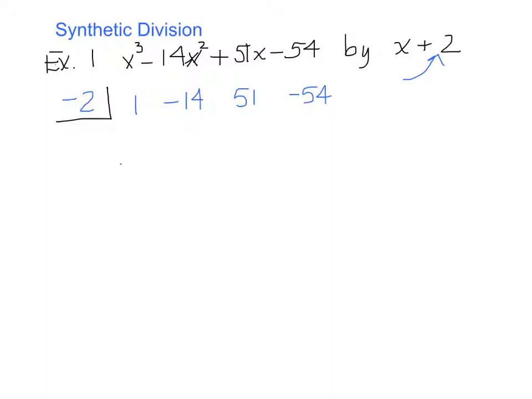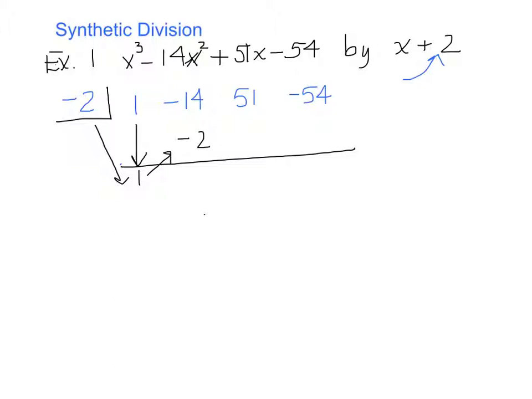All right. So this process is going to be multiplying and adding. The first thing you do is bring down your first coefficient, and you multiply by your divisor. Negative 2 times 1 is negative 2. That number goes right underneath here.